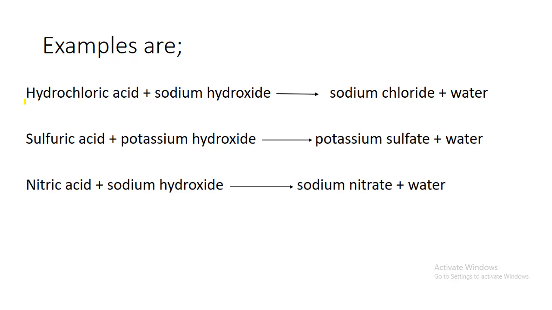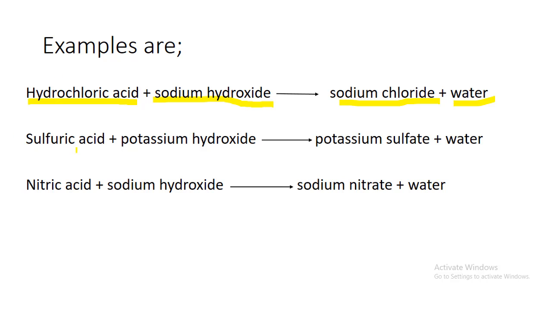Examples: the first example is hydrochloric acid reacting with sodium hydroxide. Remember, hydrochloric acid is a strong acid reacting with sodium hydroxide, which is an alkali, and the products are sodium chloride and water. Sodium chloride is a salt, and this is water. So we have water, salt, alkali, and an acid.